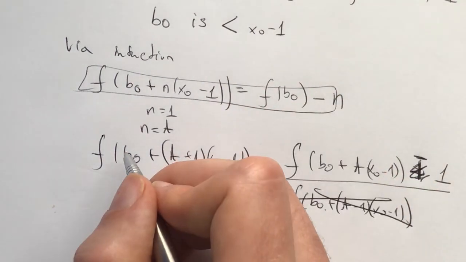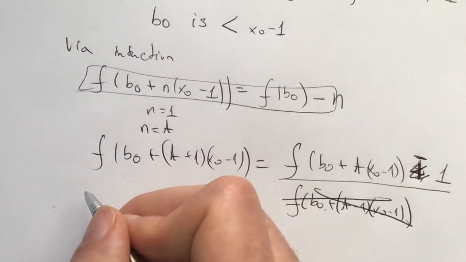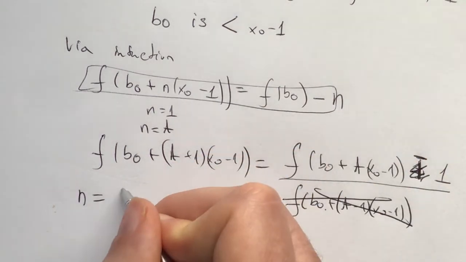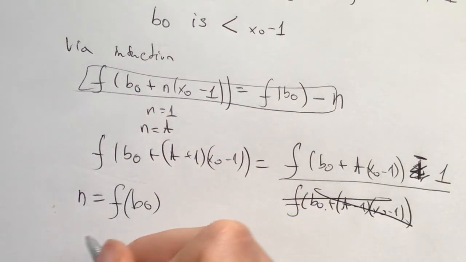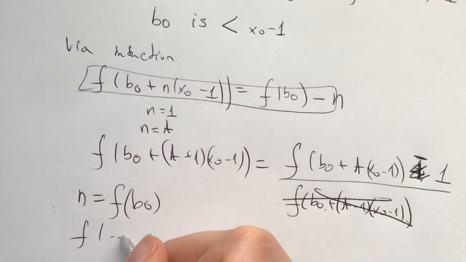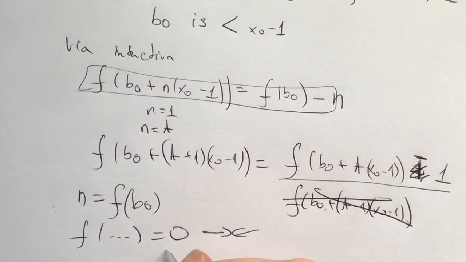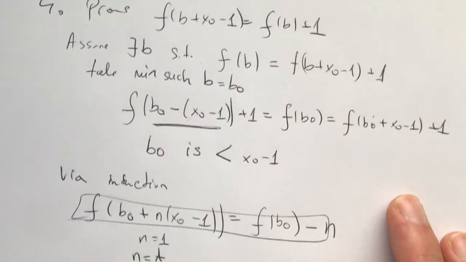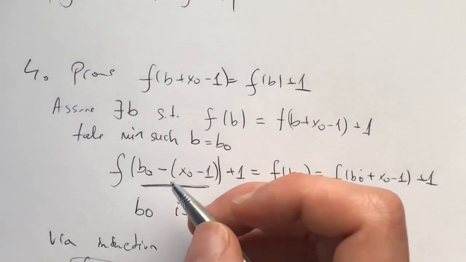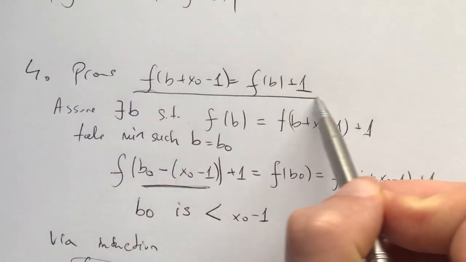Now, what we have from here is a clear contradiction. Once n is equal to f of b0, we would get that f of something is going to be equal to 0, which is a contradiction because 0 is not in the range of the function. And now from here, all we know is that this thing right here is always true.